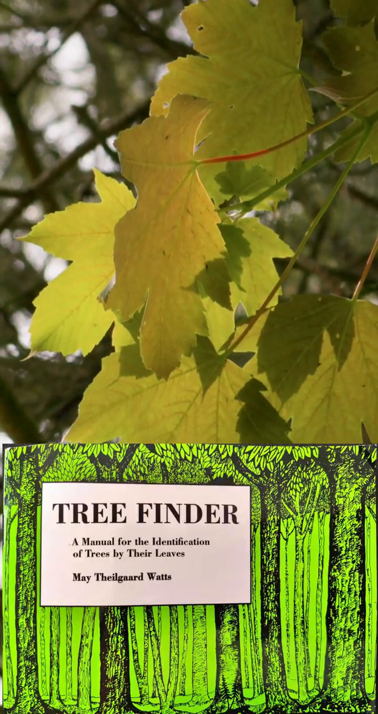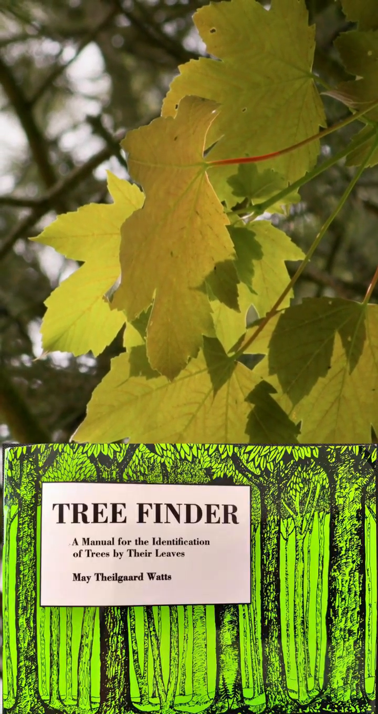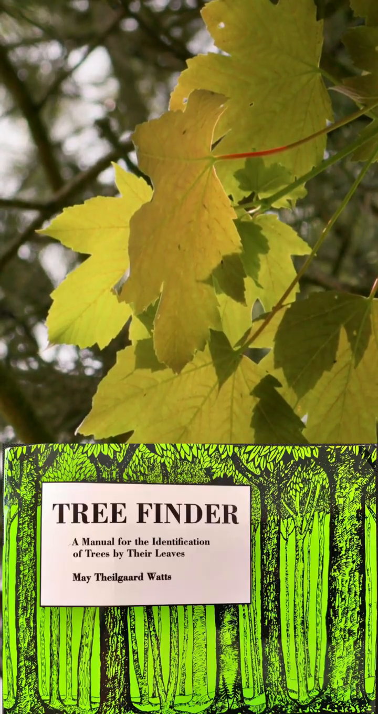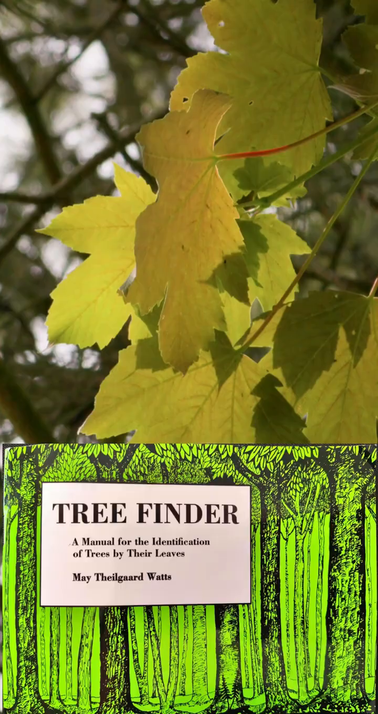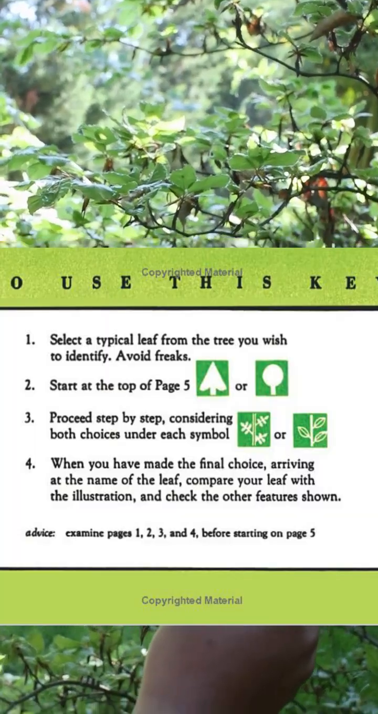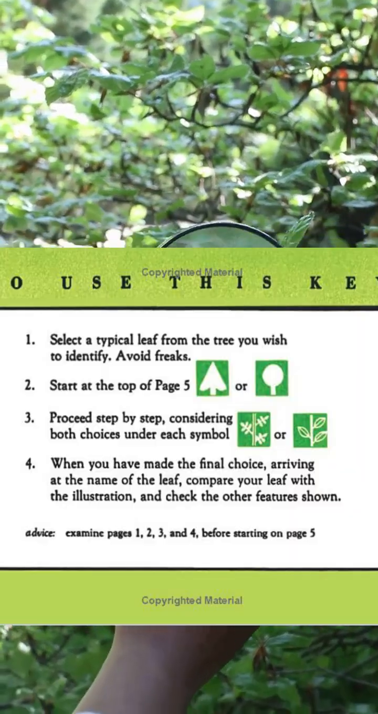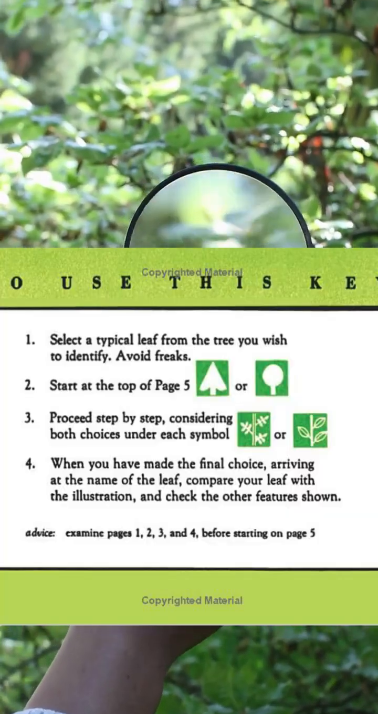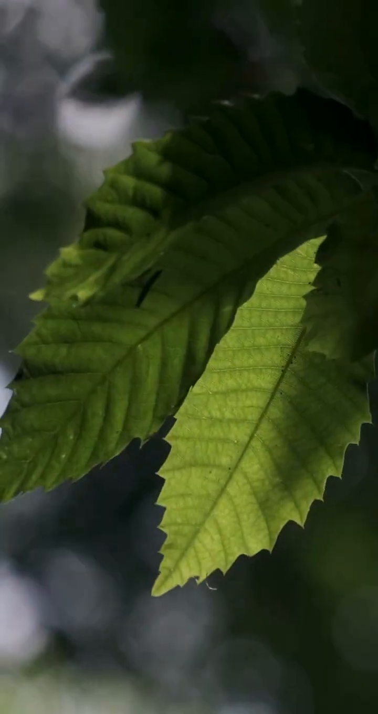If we look at the tree finder in the green book, and go to page 5, it has my favorite directions in the entire world. Okay, can somebody read question number 1 for me? Avoid freaks is my favorite statement. Who puts that in a book, especially a science book, right? So why is it saying avoid freaks in relation to trees?